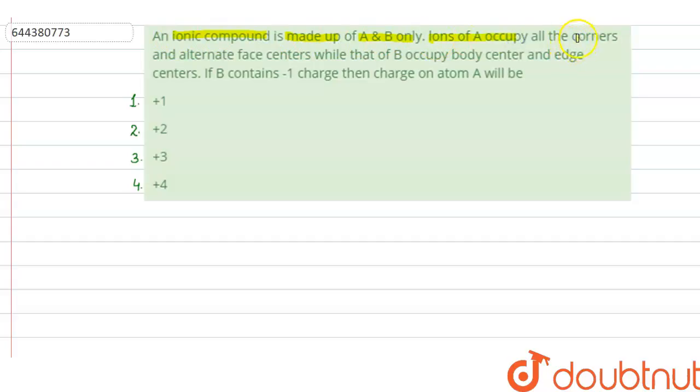The question says that an ionic compound is made up of A and B only. Ions of A occupy all the corners and the alternate face centers, while that of B occupy body center and edge centers. If B contains -1 charge, then charge on atom A will be option 1 +1, option 2 +2, option 3 +3, and option 4 +4.